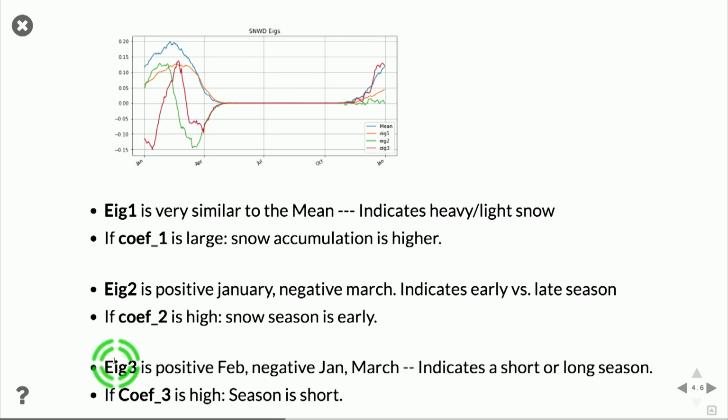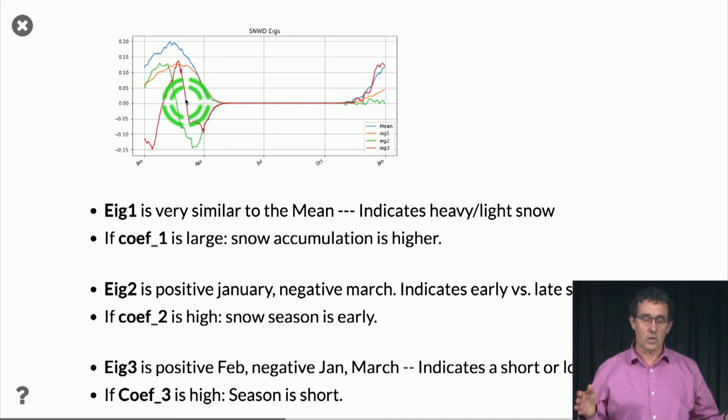And finally, the third eigenvector is positive in February, and it's negative in January and March. So what does that mean? It means that if you have a positive coefficient on this eigenvector, that makes the snow season short, right? It basically peaks it around its maximum, and it reduces the amount of snow before and after. And vice versa. If you take negative, then it makes the snow season longer.